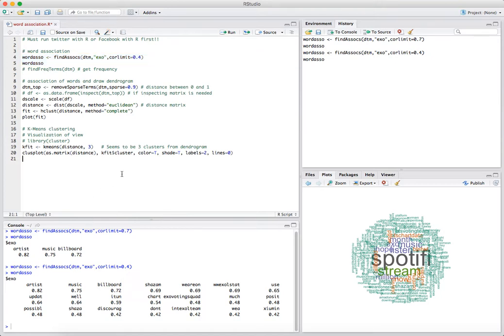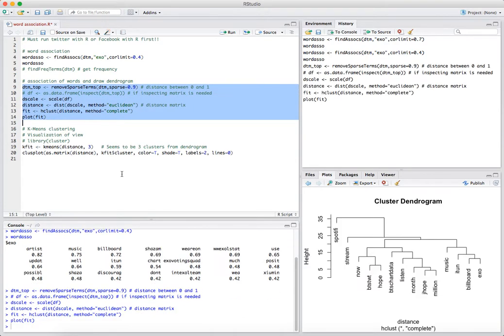The next thing we could do is draw a dendrogram. In order to run a dendrogram, you have to use remove sparse terms first, and then we need to calculate the distance matrix of each of the words, and I'm going to use the Euclidean method. I'm going to use hclust, which stands for hierarchical clustering, so it is a cluster analysis that I'm doing here. If I draw a plot, this is the plot that I'm getting, and you would notice that clusters are made with particular words.